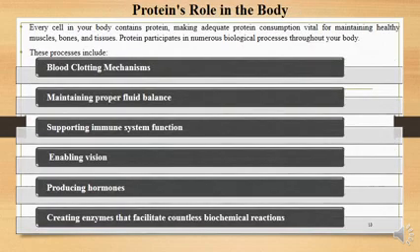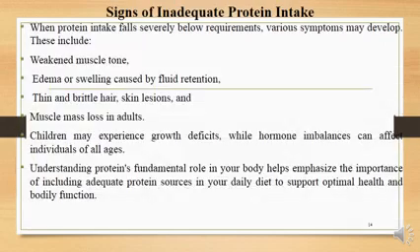Protein's role in the body: blood clotting mechanism, maintaining proper fluid balance, supporting hormone system function, enabling vision, producing hormones, and creating enzymes that facilitate countless biochemical reactions. Signs of inadequate protein. When protein intake falls severely below requirements, various symptoms may develop.